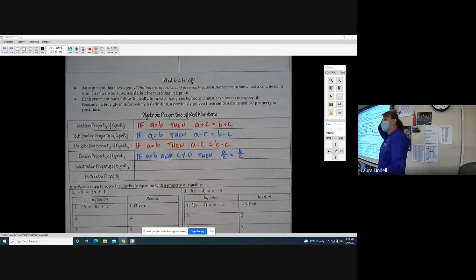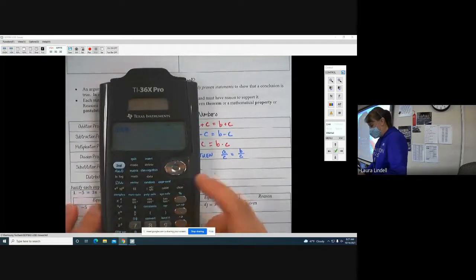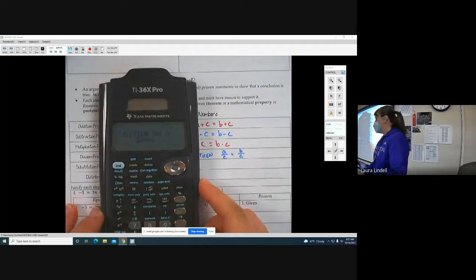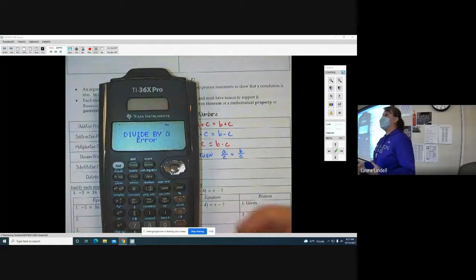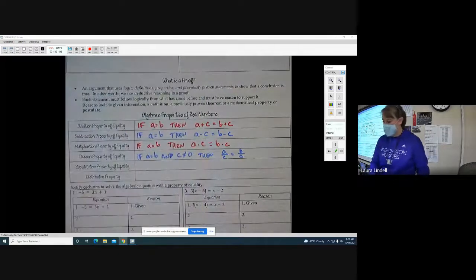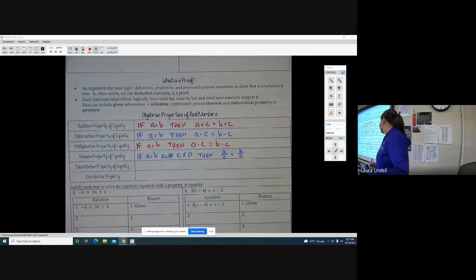Close. You're very close with the whole anything divided by 0. But if you take a calculator and divide by 0, what happens? Let's do it real quick. 8 divided by 0. Divide by 0 error is what happens. Oh, now we can see it. You can't divide by 0, right? That's one of those things we cannot do. So that's why C can't be 0, because we're not allowed to divide by 0. All right.